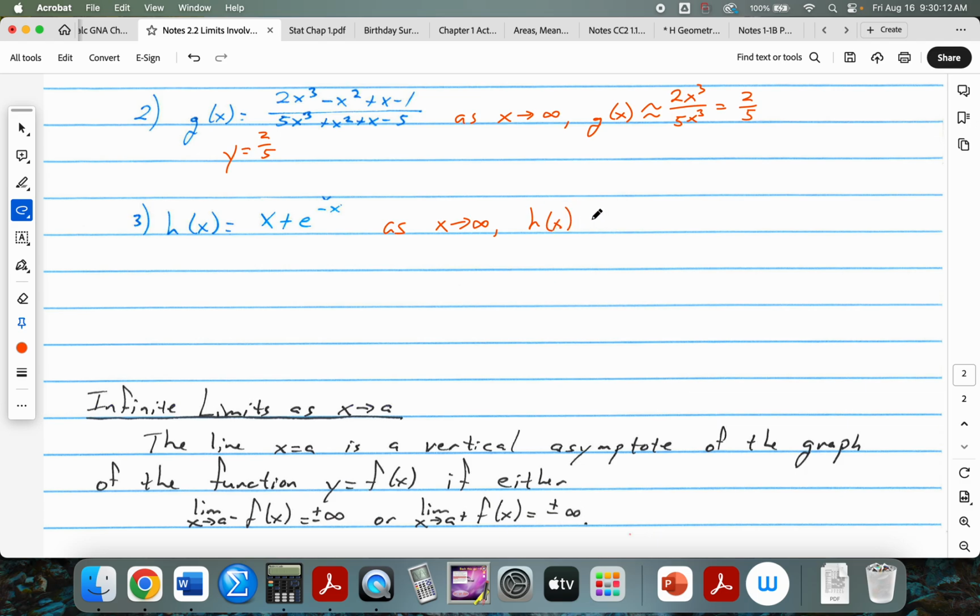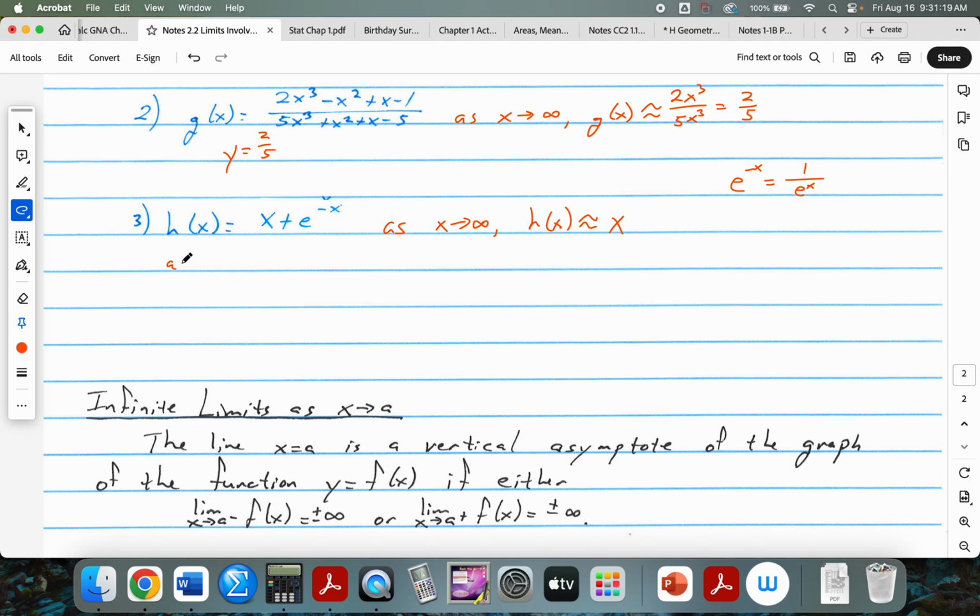h of x can be approximated by, well, let's think about that for just a second. I've got x, so I've got something that's getting really big, but I'm adding e to the negative x. Well, remember, e to the negative x is equal to what? As a fraction. 1 over e to the x. So the denominator is getting really, really big. What is that fraction getting close to then? 0. So as x gets really big, this is getting really close to 0 plus the x. So on the right-hand side, my end behavior model is going to be y equals x. It's going to just start looking like the identity function.